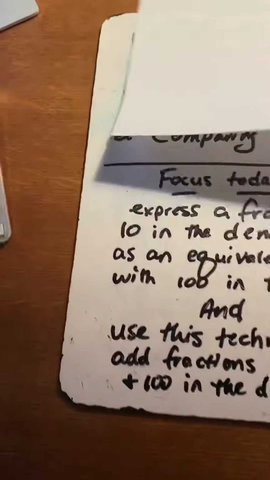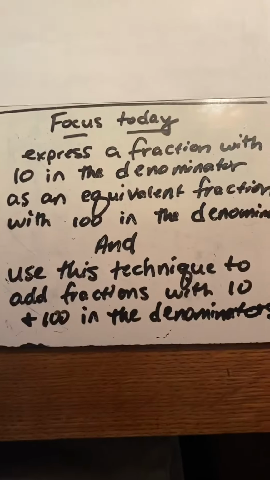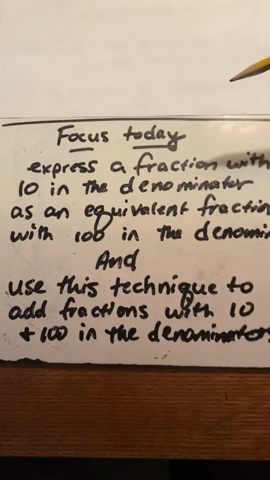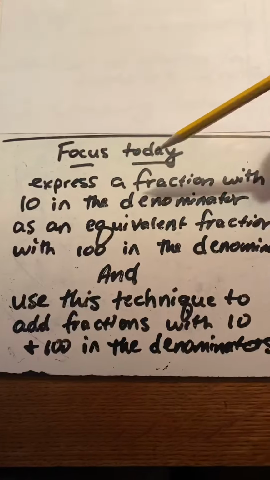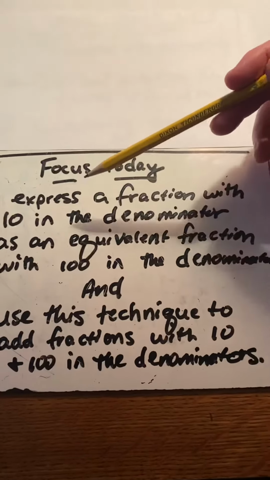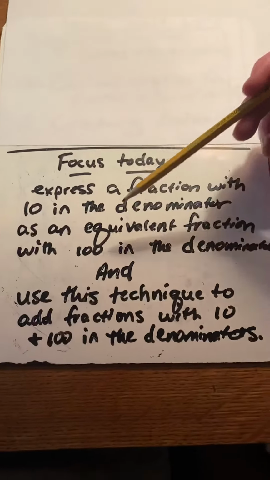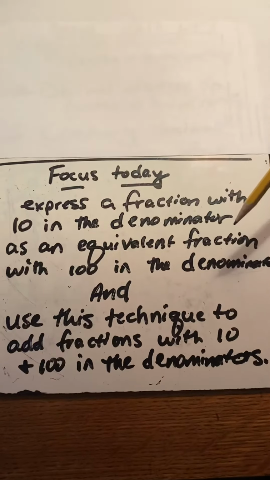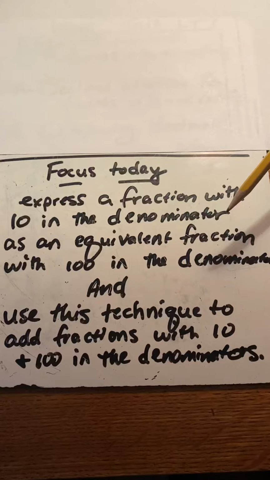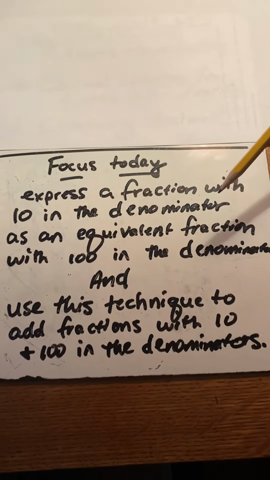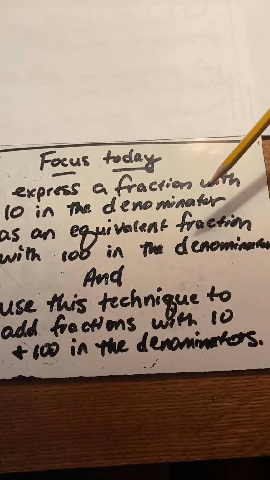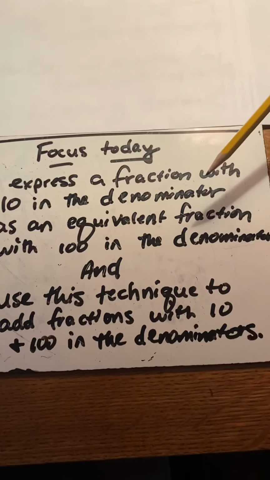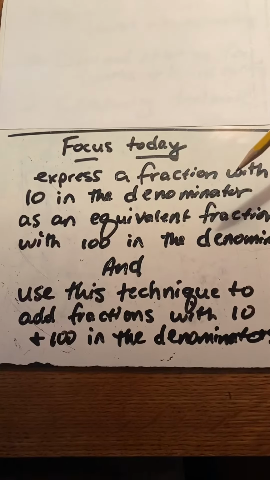Okay, so our learning target for today, if we look at the focus of our lesson, is to express a fraction with 10 in the denominator as an equivalent fraction with 100 in the denominator. So we're going to get a fraction like 5/10. We're going to figure out through our lessons today and tomorrow what that fraction looks like with 100 in the denominator. How are those two fractions related?